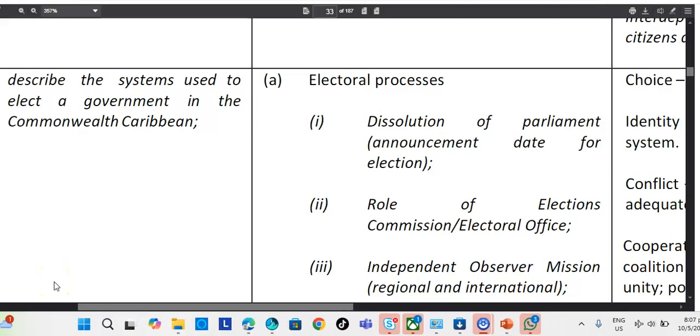What happened on the close of the poll? So you have gone in, you have cast your vote. It is the end of election day. What happened at the close of the poll? So the electoral office will have their representatives who will collect the ballot papers. They will tally the votes for each candidate in each constituency.